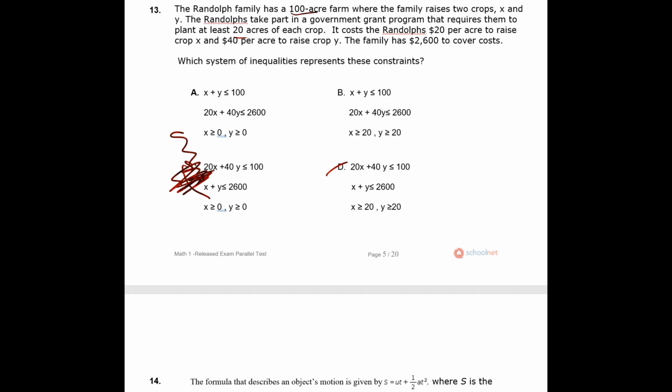I really lost my train of thought. Where are these acres at? $20 per acre to raise crop X, $40 per acre to raise crop Y, and we have $2,600. Yep, great. But this is where it says that the Randolphs take part in a government grant program that requires them to plant at least, that means greater than or equal to 20 of each crop. Greater than or equal to 20 of each crop has to be B. That is the answer. Let's move on.